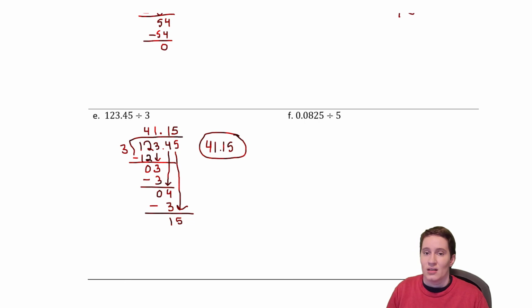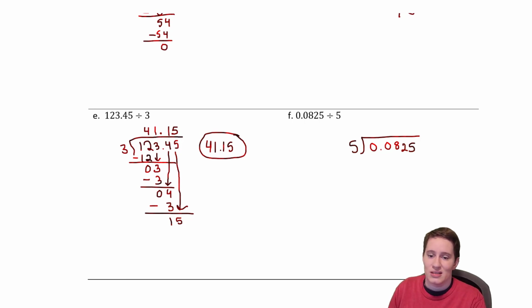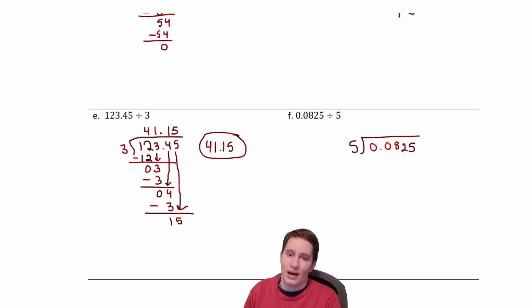Ta-da! Last one, example F. So I'm going to divide 5 into 0.0825. This whole thing where you might see 0 point whatever, the 0 on the left is just to make it look nicer. As a kid, I did not really enjoy putting the 0 in front of the decimal, but now that I'm a teacher, I prefer to have the 0 there. So you don't have to write that 0 there.